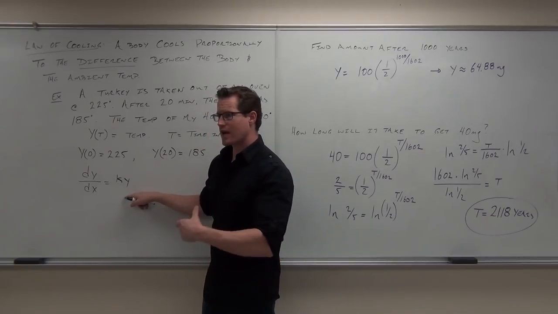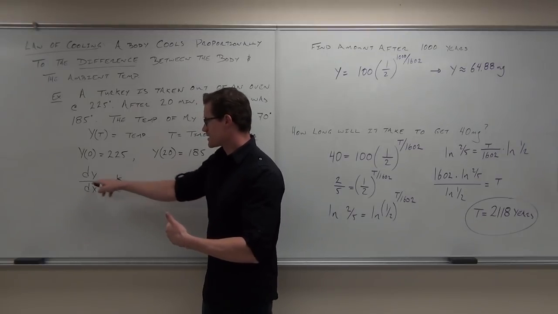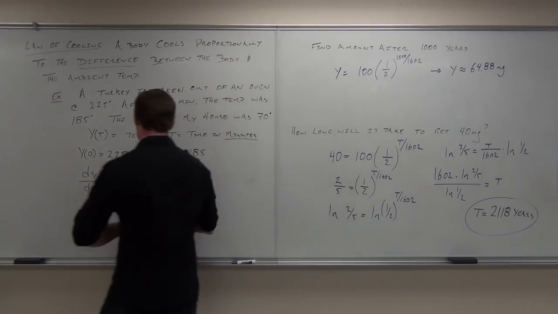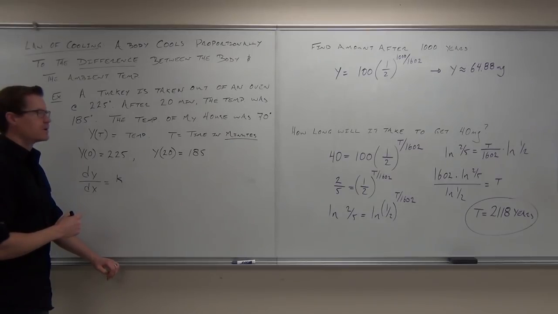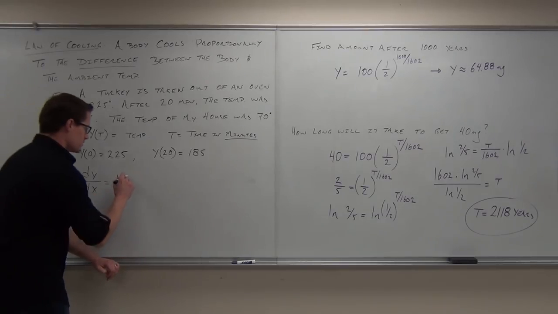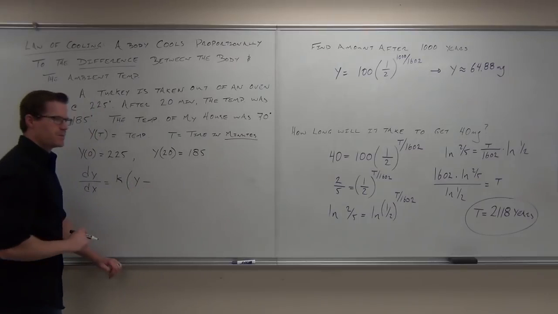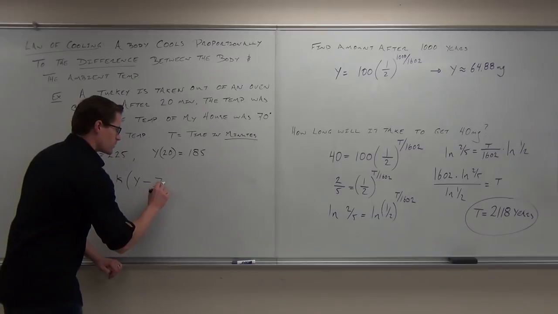Now, I'm not directly proportional to the temperature. What I am directly proportional to, it says, okay, you're going to be k times something. I'm directly proportional to what? The difference between the body and the ambient temperature. Difference means what? Subtract. And the ambient temperature. What's the ambient temperature? That's where that comes into play.